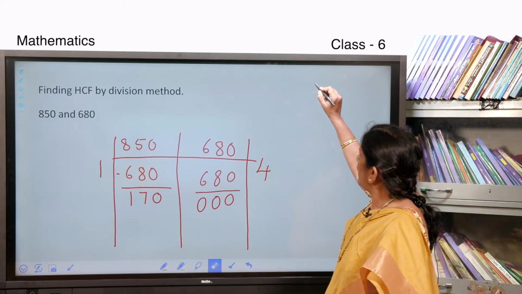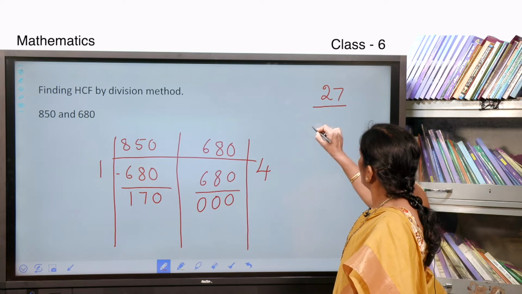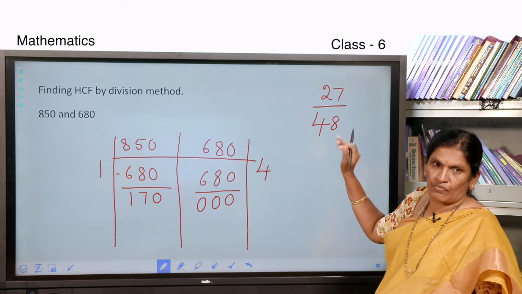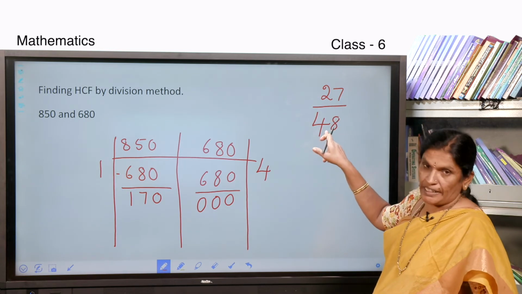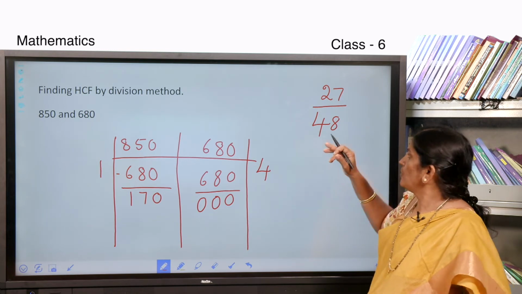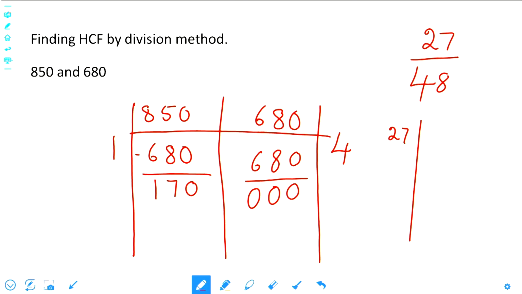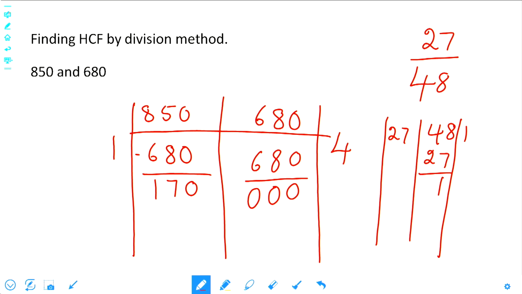See, for example, I will take 27 by 48. This fraction, this is a proper fraction, we need to keep it in simplest form. So, by which number can you divide these two numbers to keep it in simplest form? Here I will use this division method, 27, 48. Among these two, 27 is smaller, 27 ones are 27, remainder 8 minus 7, 1, 4 minus 2, 2. Again 21 ones are 21, 7 minus 1, 6, 2 minus 2, 0.